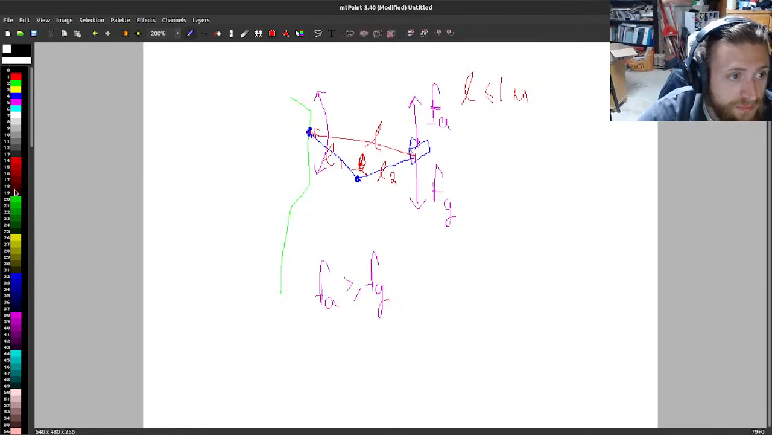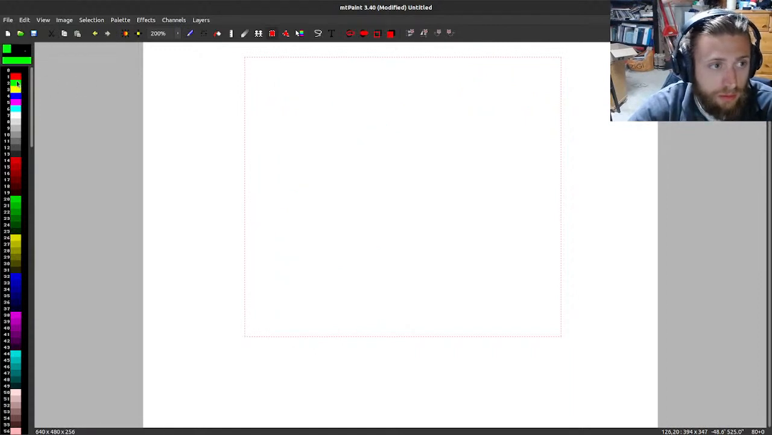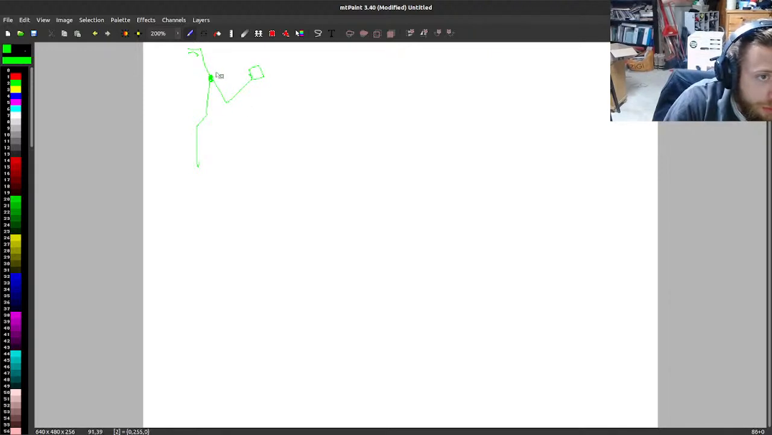Okay. Now, let's talk a little bit about the actual forces involved. So, let me just redraw this neater and smaller. Okay. So up here, L1, L2. This angle doesn't really matter too much. It's really just for detailed design. So we'll draw it later.